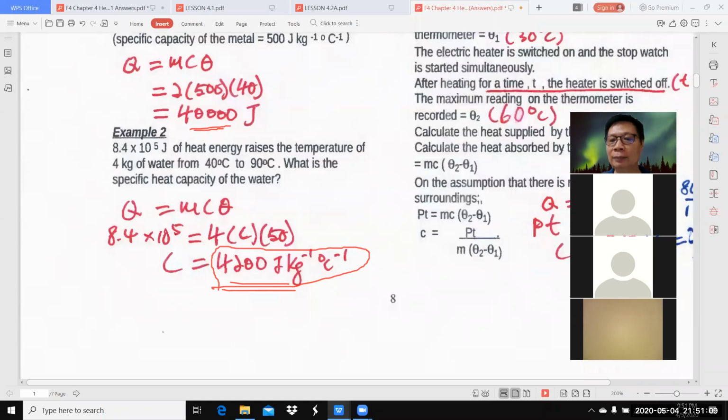What does it mean? Okay, listen, I say once only. Later when I ask you, you let me know. The specific heat capacity c for water is 4,200 joule per kilogram per degree Celsius. It means that to heat up 1 kilogram of water by 1 degree Celsius, you need 4,200 joule of heat energy. That is the meaning. For water, you want to heat up 1 kilogram of water by 1 degree, you need this amount of heat, 4,200 joule of heat energy.